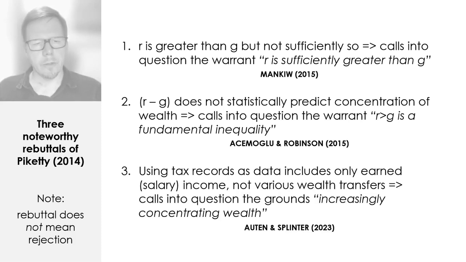Finally, in a noteworthy rebuttal of the grounds, Otten and Splinter made the point that by focusing on tax records, Piketty effectively focused on earned income, salary income. But of course, there are other sources of income, various wealth transfers, for instance. And once we take them into account, as Otten and Splinter did in their empirical analysis, they found less compelling evidence of the increasing concentration of wealth.